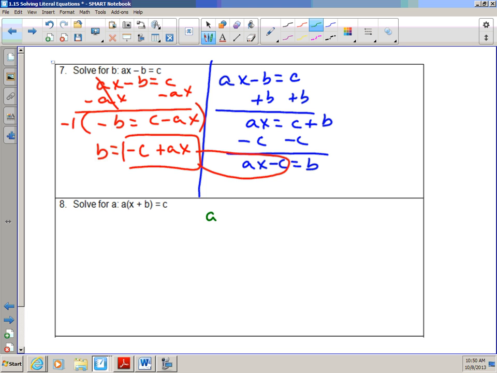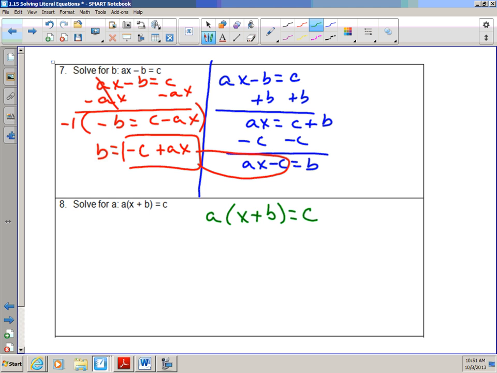Next example, a times x plus b is equal to c. And I'm asking you to solve for a. Now, a natural inclination would be to distribute the a to the x and the b. The problem is my answer should have only one a at the end, and if I were to distribute the a, I'd get two a's. I'd get ax plus ab. I don't want to create more variables if I can avoid it.